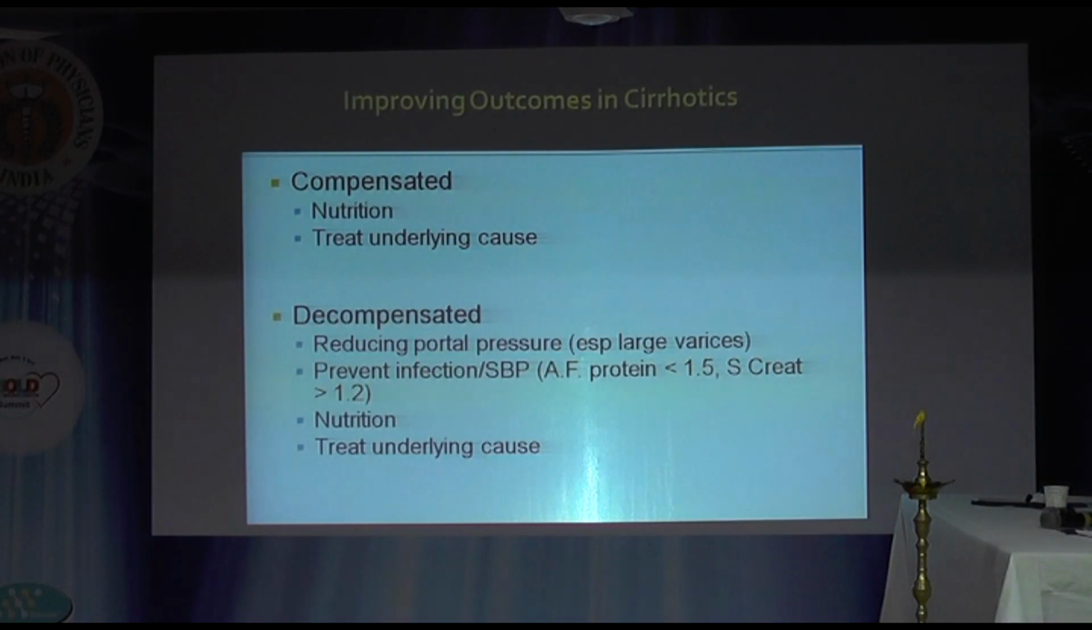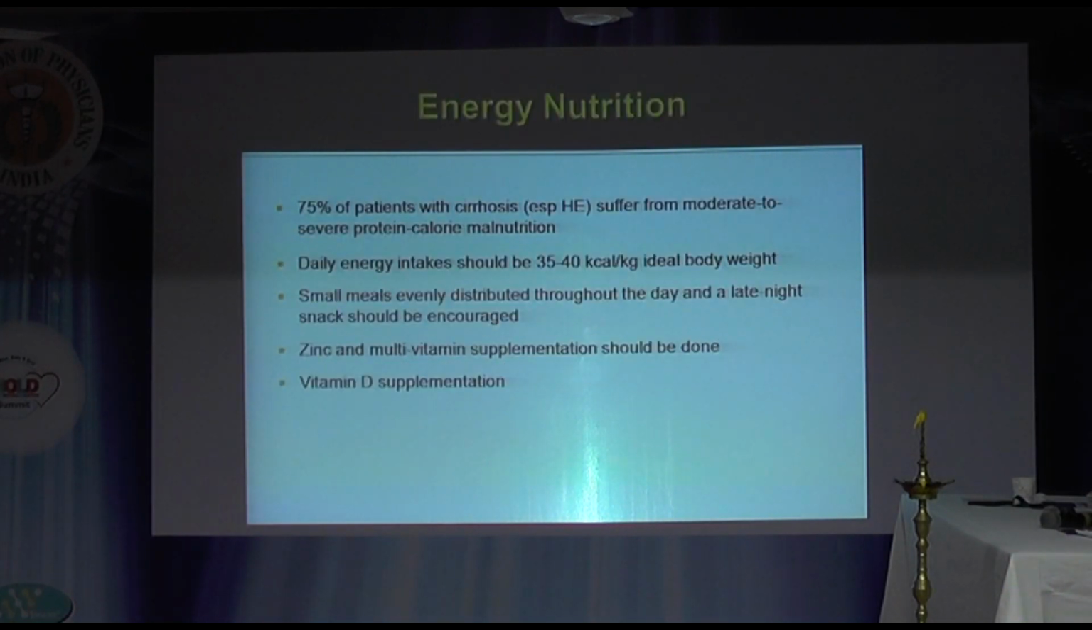Prevent infection, which is another very important killer. And most important is preventing spontaneous bacterial peritonitis. How do you do that? Well, it is recommended that patients who have an ascitic fluid protein of less than 1.5 or a serum creatinine of more than 1.2 should have prophylactic antibiotics. Very simple treatment. You can put them on simple norfloxacin or something, and that would prevent it to a large extent. And again, nutrition and treatment of the underlying condition remain important.